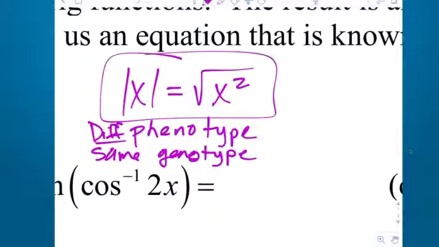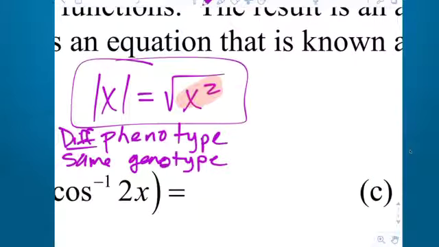What is the absolute value of -5? +5. What is -5 squared? +25. What's the square root of +25? +5. So the order matters. In this case, if you square a number and then take the square root, it's the same as taking the absolute value of it. Notice this is not equal to this.